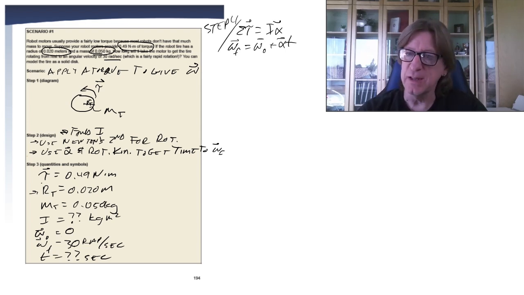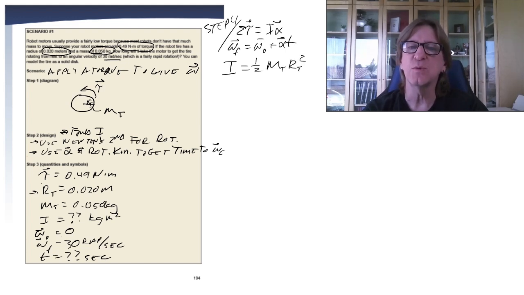So the only thing left then is to find I. To find I, remember, we can look that up. We have a solid disk and it's rotating about the center. So you would go to your chart and we would find that I is equal to 1/2 the mass of the tire times the radius of the tire squared. And that is going to give us what we need.